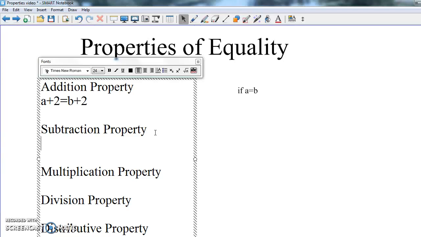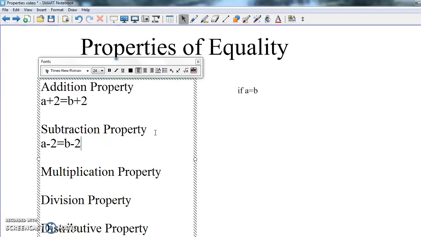So subtraction property is the same thing, only you would be subtracting from both sides instead. So I'll use the 2 again. So A minus 2 equals B minus 2. So you would use this property to say that exact statement.